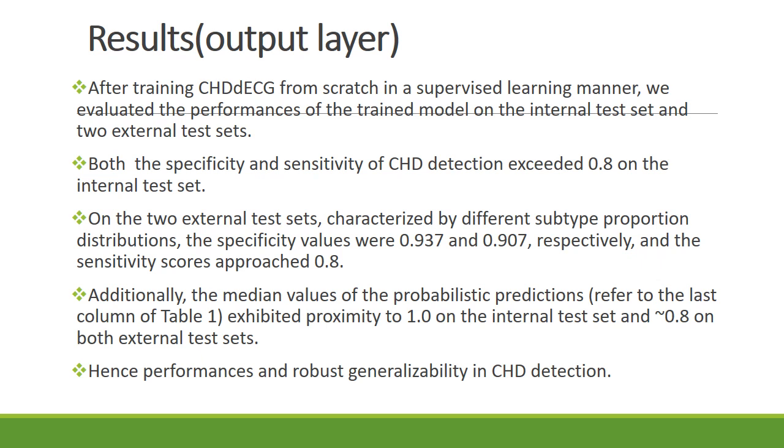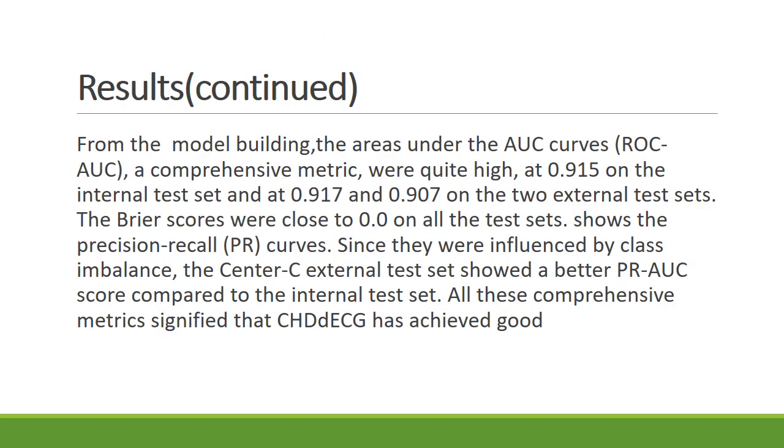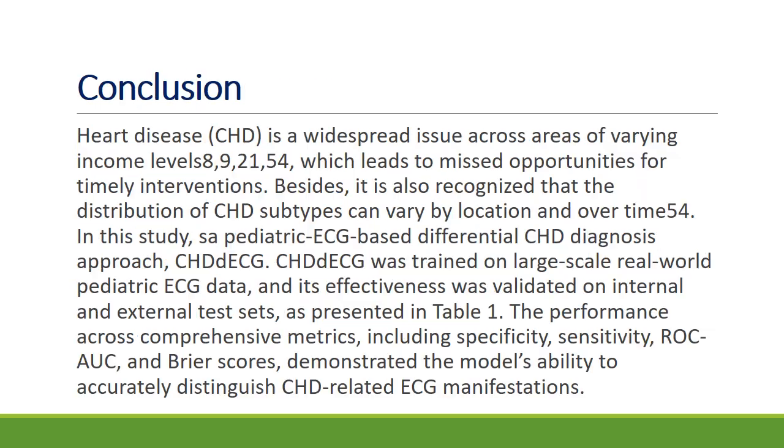There are many indicators here that show the performance and robustness of congenital heart disease detection. Various metrics like area under the curve were also considered, which yielded very high results. Like you can see, 0.91 and 0.907 for the internal test and external test.